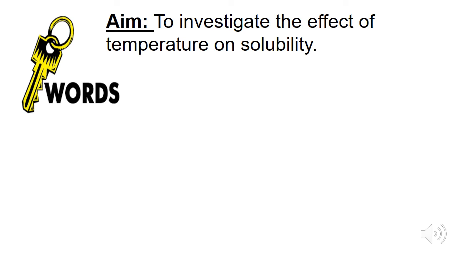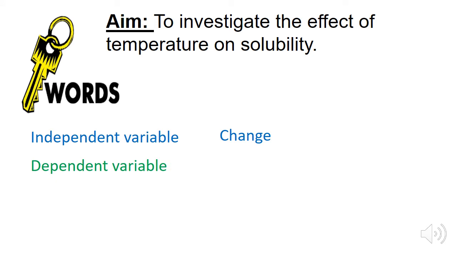So the aim of the experiment that we're going to be carrying out today is to investigate the effect of temperature on solubility. And you're going to use 3 key words when we think about planning and carrying out experiments. The first term is independent variable. The term independent variable just refers to whatever it is that you're changing in that experiment. The next term is dependent variable. The term dependent variable just refers to that one thing that you're going to measure in your experiment to see the effect of what it is that you have changed.